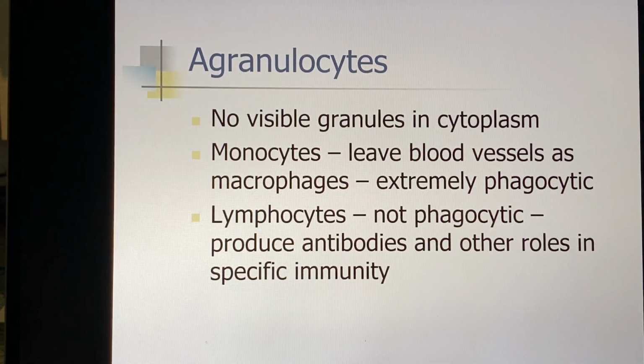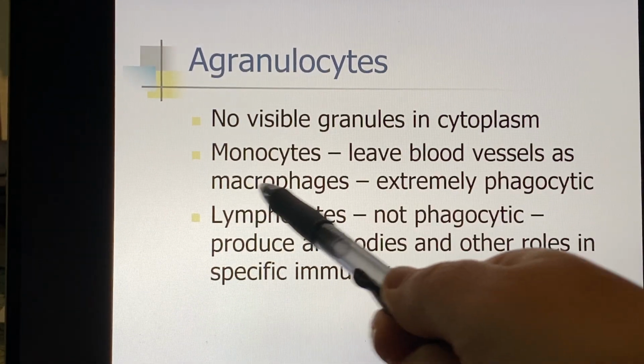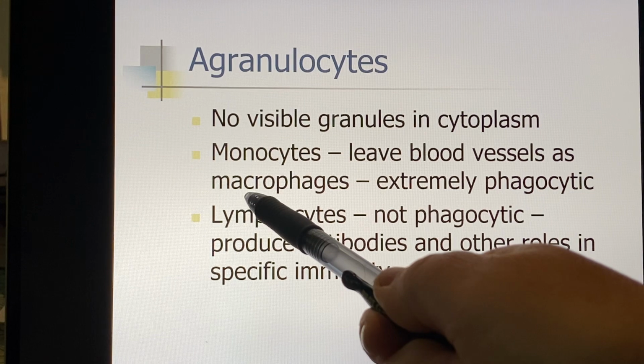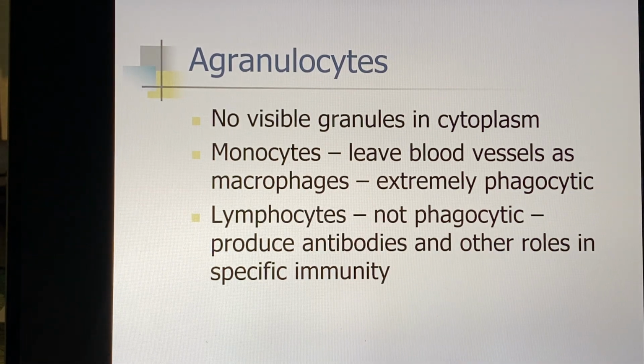Okay, so monocytes transform into huge, gigantic cells called macrophages. So macro means big, phage means that we're going to eat stuff. So the neutrophils are very phagocytic. These guys are way, way more phagocytic. They can eat a lot of stuff, and they are huge in size compared to the neutrophils.